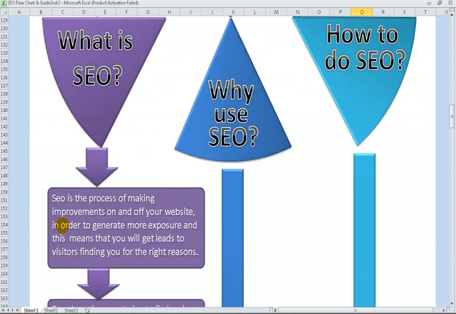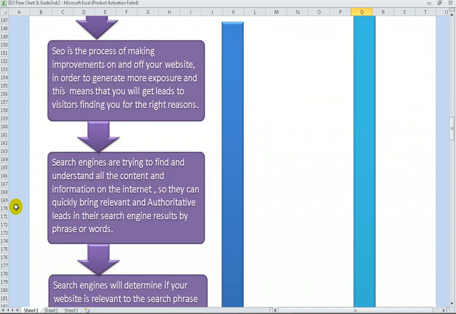SEO is a process of making improvements on and off your website in order to generate more exposure, and this means that you will get leads to visitors finding you for the right reasons. To continue, search engines are trying to find and understand all the content and information on the internet so they can quickly bring relevant and authoritative leads in their search engine results by phrase or words.